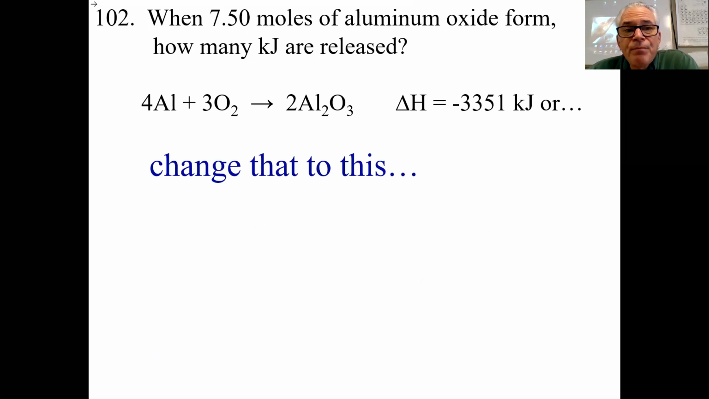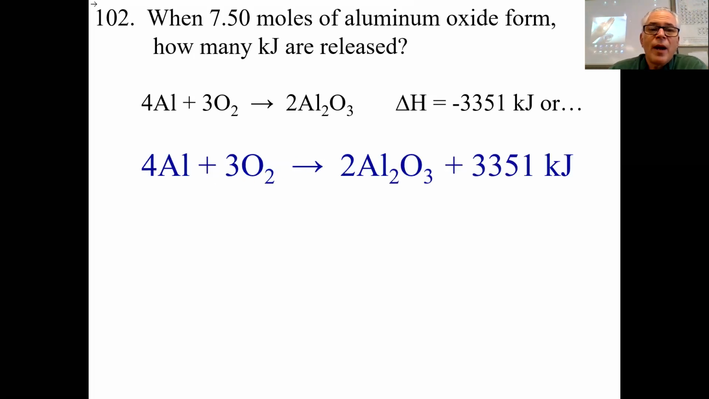All right. When 7.5 moles of aluminum oxide form, how many kilojoules are released? So when we find aluminum oxide synthesis, which is right here, we see this balanced chemical equation. 4 aluminums, 3 oxygens make 2 aluminum oxides. The delta H is a negative 3351 kilojoules. We can change that. Well, it doesn't have to be changed, but in your head, you can think about it a different way.